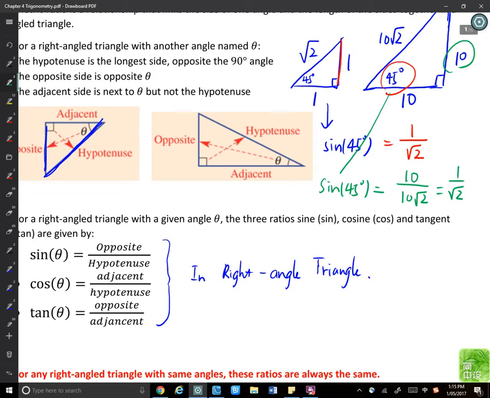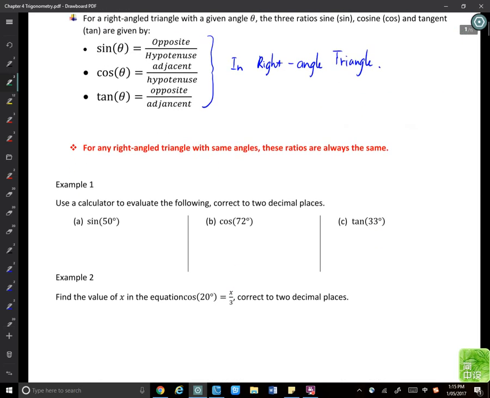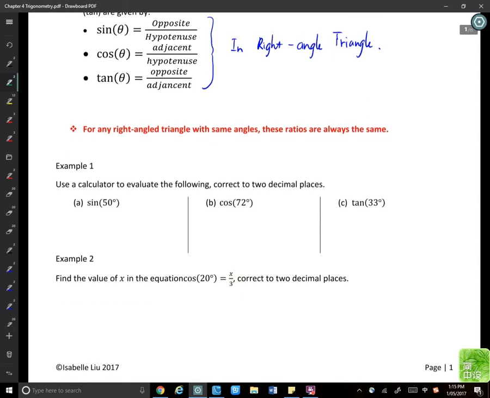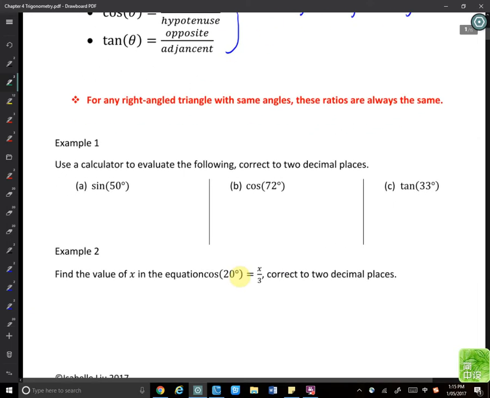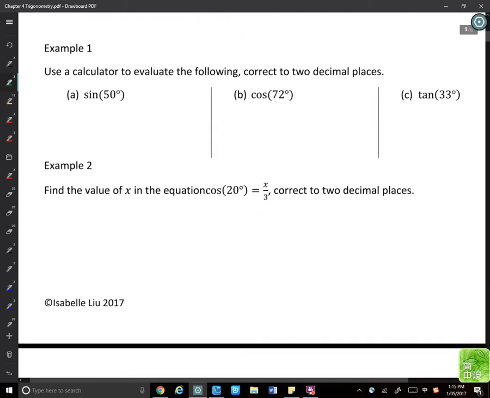It's not changing. And cosine is adjacent over hypotenuse. And tangent is opposite over adjacent. So that's the 3 ratios. For any right angle triangle with the same angles, the ratios will always be the same.